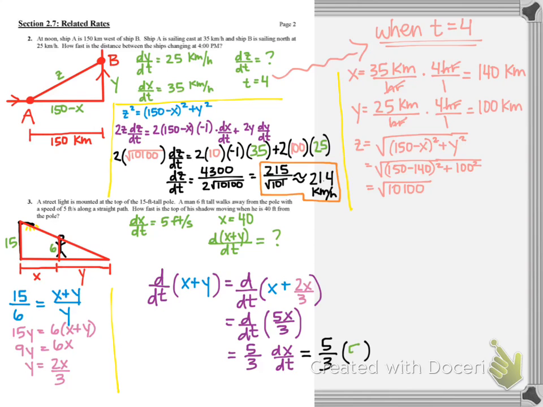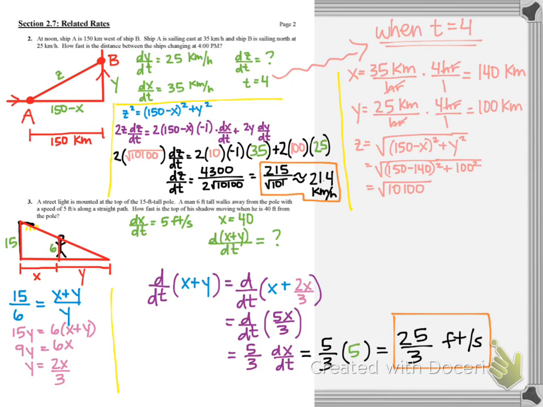I then plug in the rate that I was given, which was 5, and I have that the final rate at which the shadow is increasing, or the shadow is moving away from the pole, is 25 over 3 feet per second.